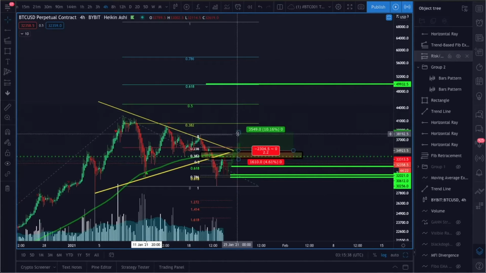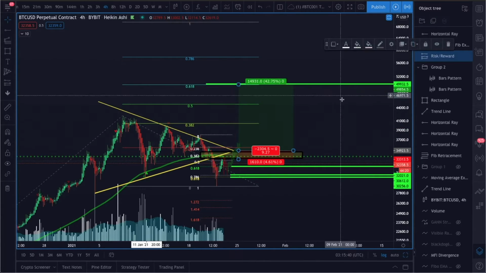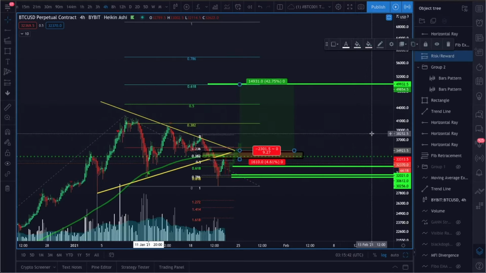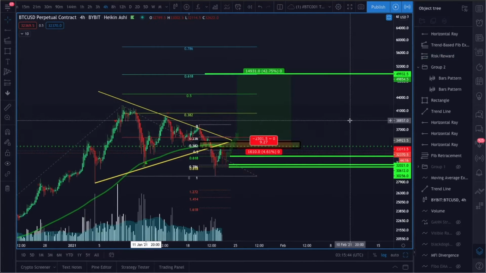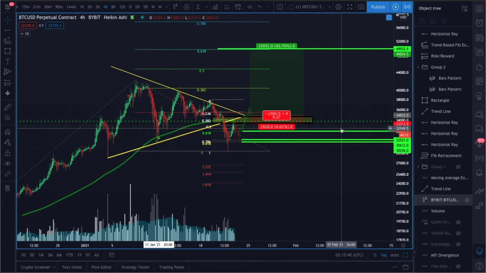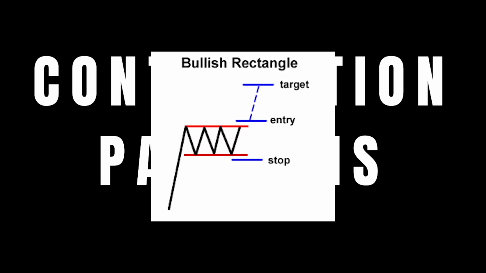So let's go ahead and start with the 6 most popular continuation patterns, 6 patterns that you will see on the Bitcoin and other crypto charts as you evolve into a successful trader. All right, the first one. This one can be called a number of different things, but for the sake of simplicity, we will just call it a rectangle continuation pattern. This can often be confused with a flag or also a pennant.